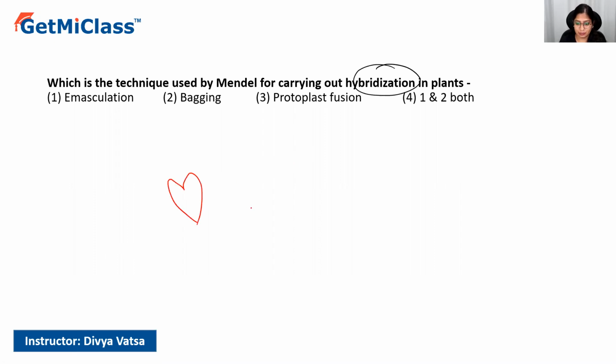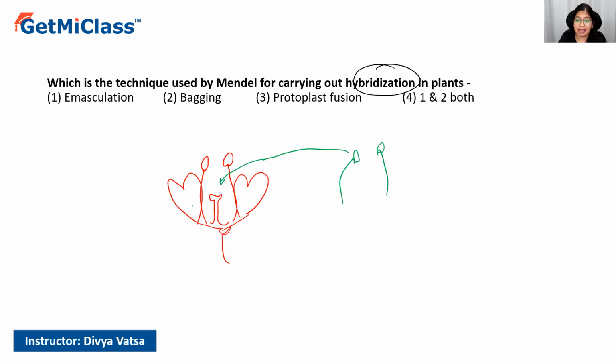So what Mendel did was, suppose this is a flower, okay? This is the stigma of the flower, and here are the stamens, the main part which contains the pollen grain. Now, if you want to hybridize this plant, you're going to use pollen grains from any other flower. If pollen grains from any other flower are to be used on this particular flower, for that we will have to cut off these particular stamens.